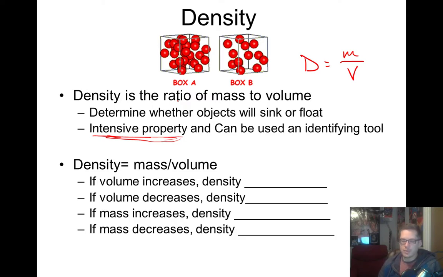So you can have a piece of lead that's the size of a nickel, or a piece of lead that's the size of a car. Their density is going to be the same because density is a ratio. It doesn't matter how much you have. The density is going to be the same.